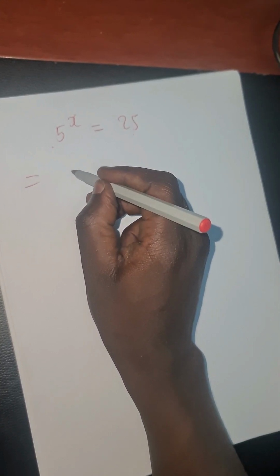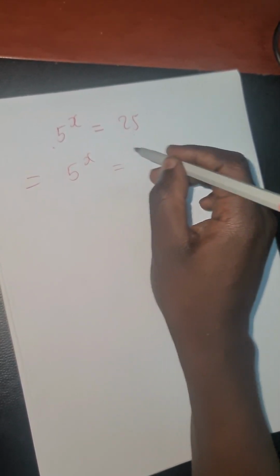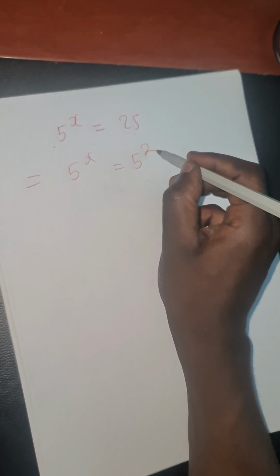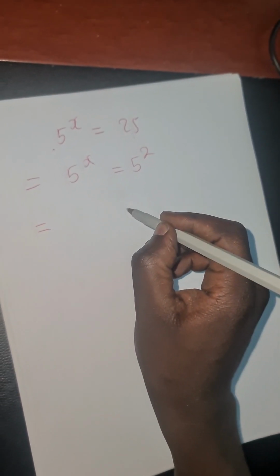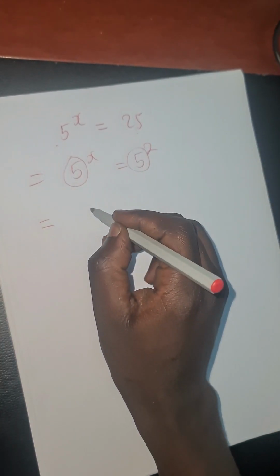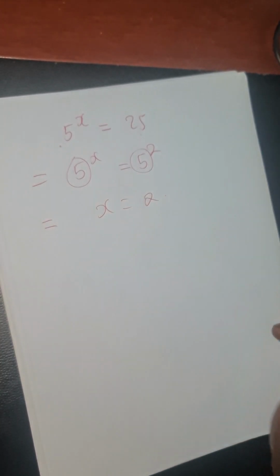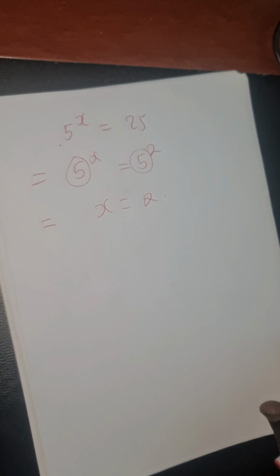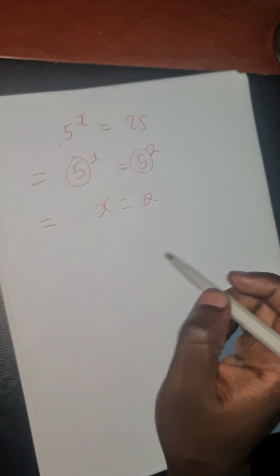you just make sure that you make the bases the same. It's going to be 5 to the power 2. These are now the same, so you're just going to say x is equal to 2. That's how you work something like that.